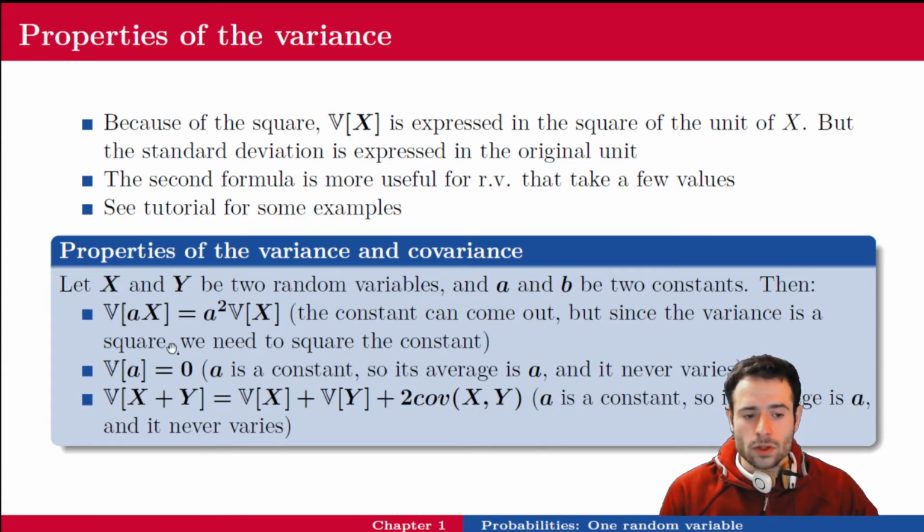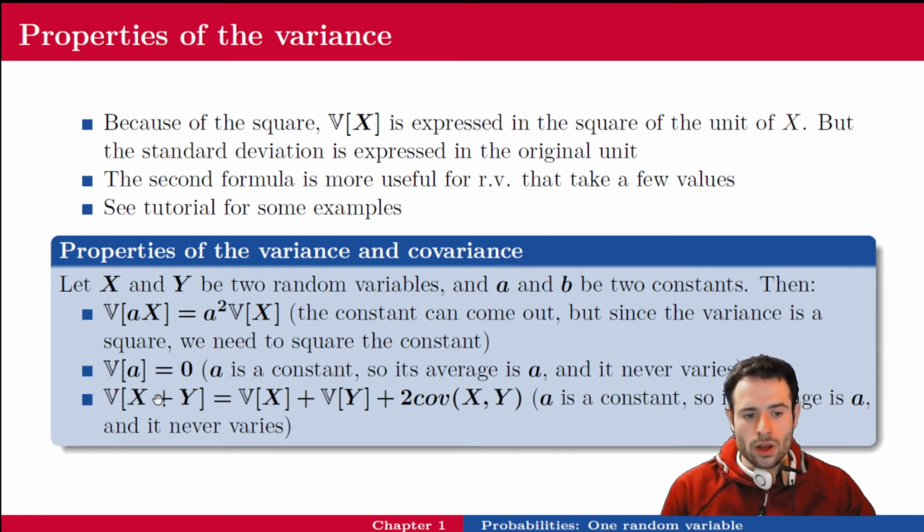And finally, can we break up this plus when we look at the variance of the sum of two random variables? Well, we can, but if you do, you need to also include another term called the covariance between x and y. This is a measure I will talk about in the next lecture, where we deal with more than one random variable.